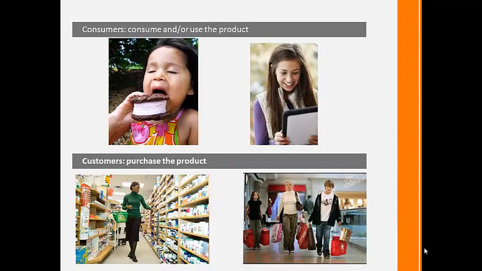The next portion of business is to understand the consumer and/or customer. A consumer is the one who consumes and/or uses the product, while the customer is the one who purchases the product. For example, if a father and son go out for ice cream and the father pays, he is the customer. If they both eat the ice cream, the father is now the customer and the consumer, and the son is the consumer.